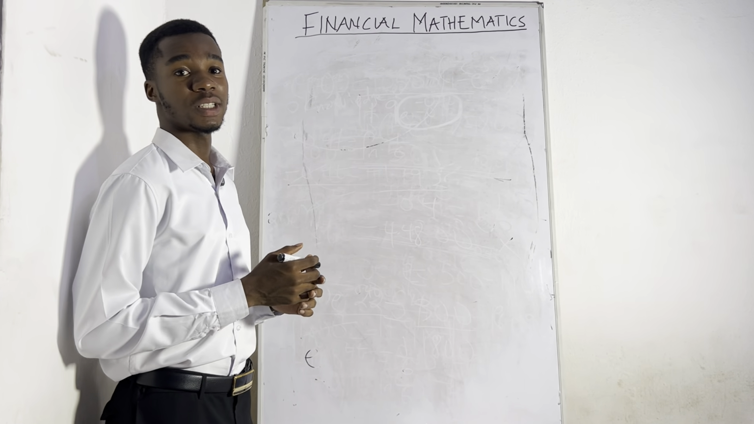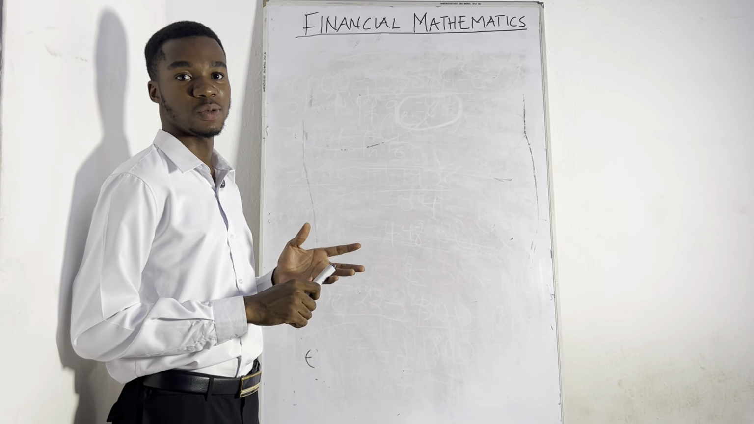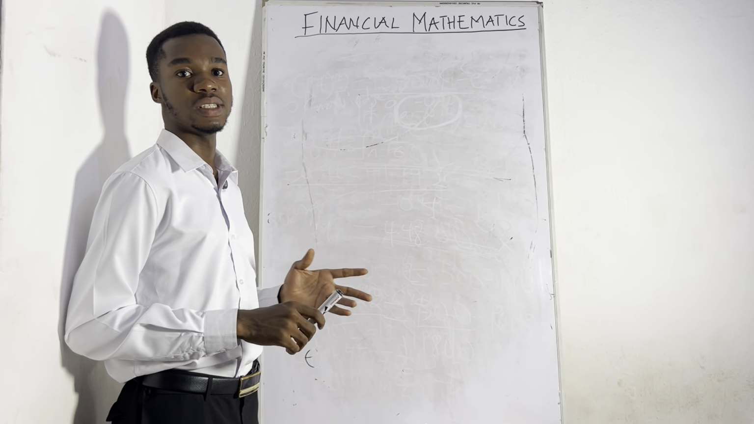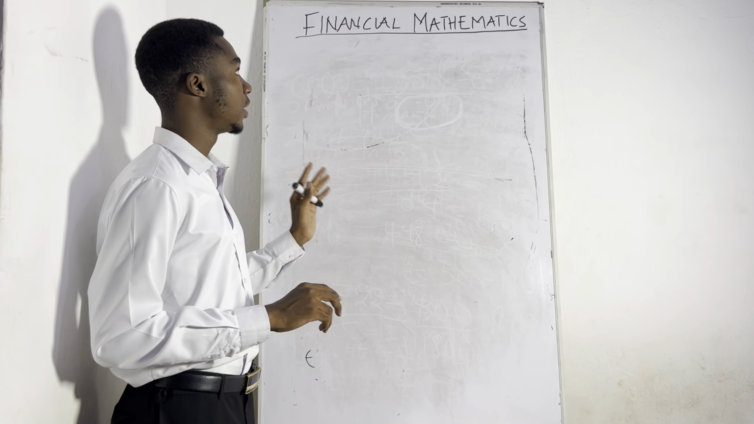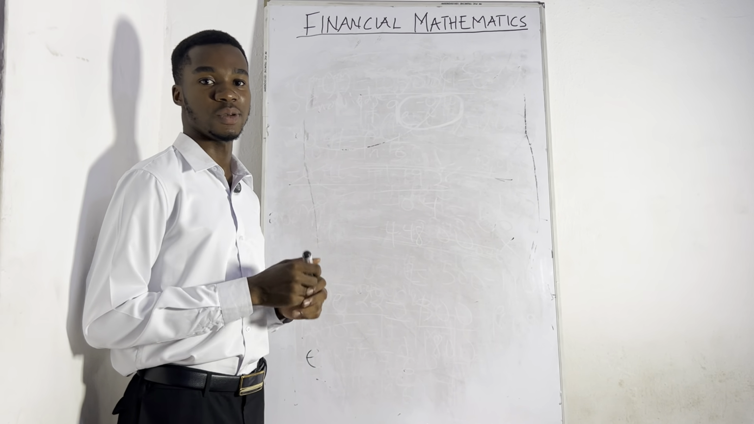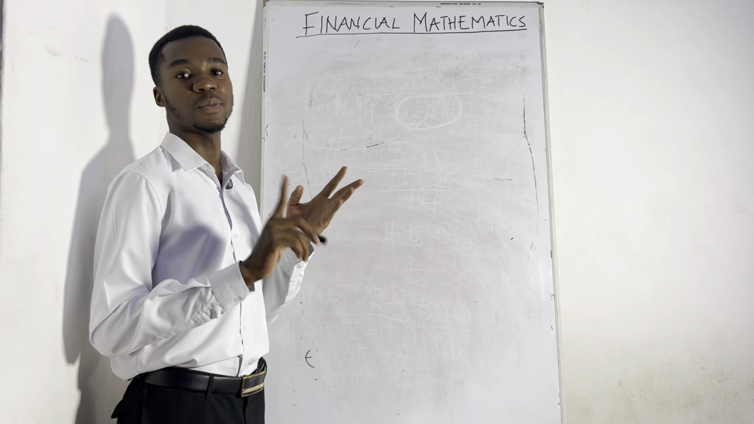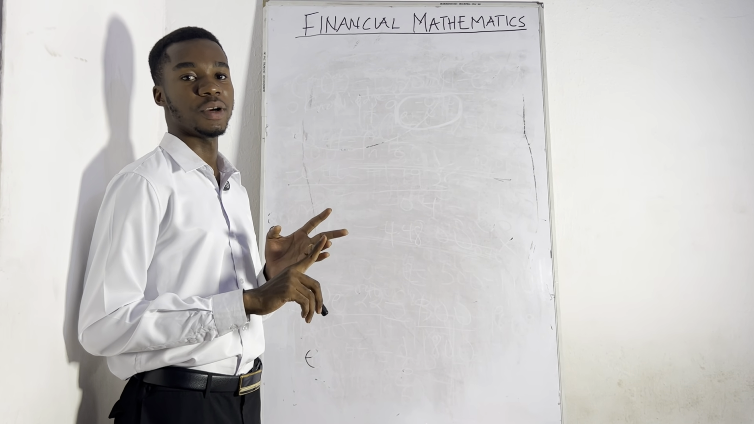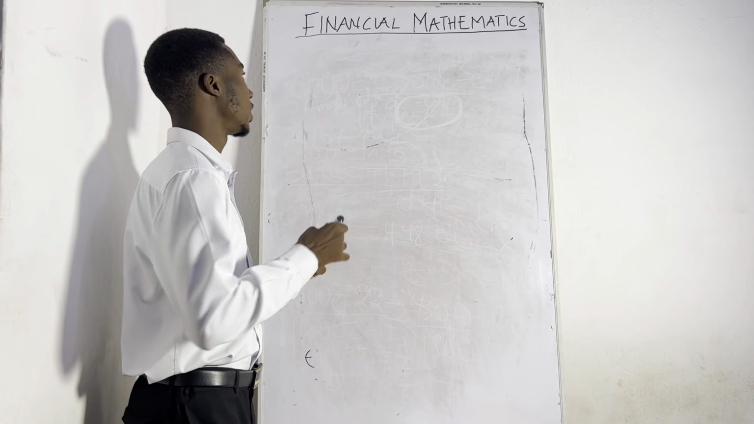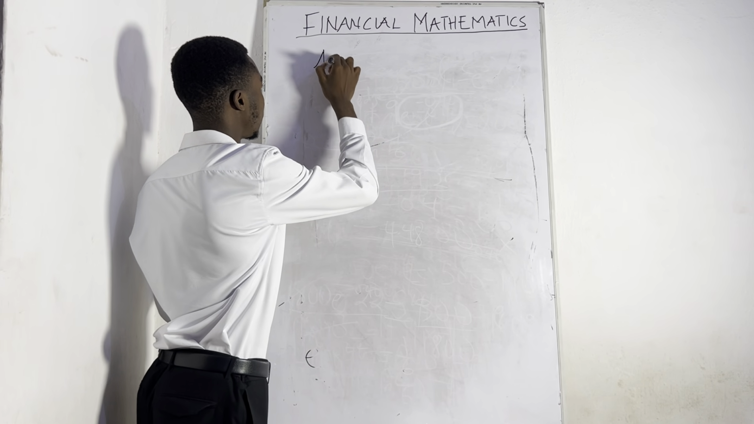So under financial mathematics, you're also going to be looking at series and sequence as well as annuity, simple interest, and all that. But for now, we're going to start with series and sequence. Now, when we talk about series and sequence, there are two types. We have the arithmetic progression and the geometric progression. Let me explain them, so let's start with the arithmetic progression.